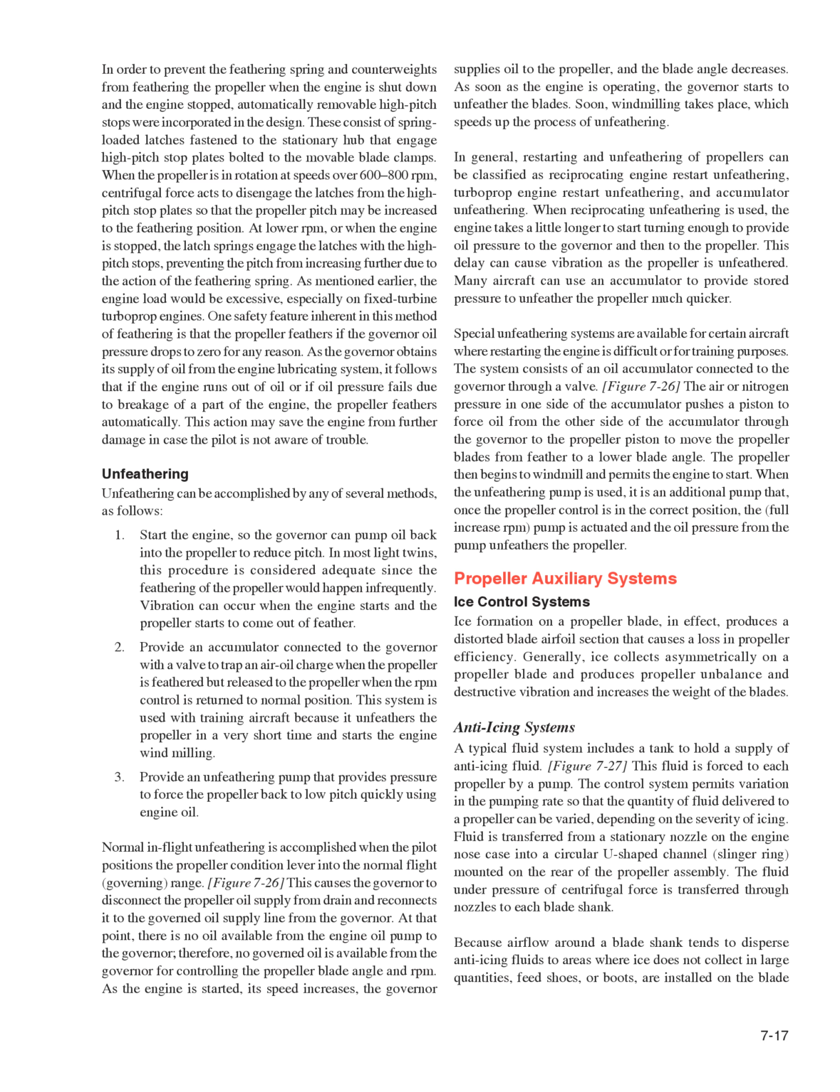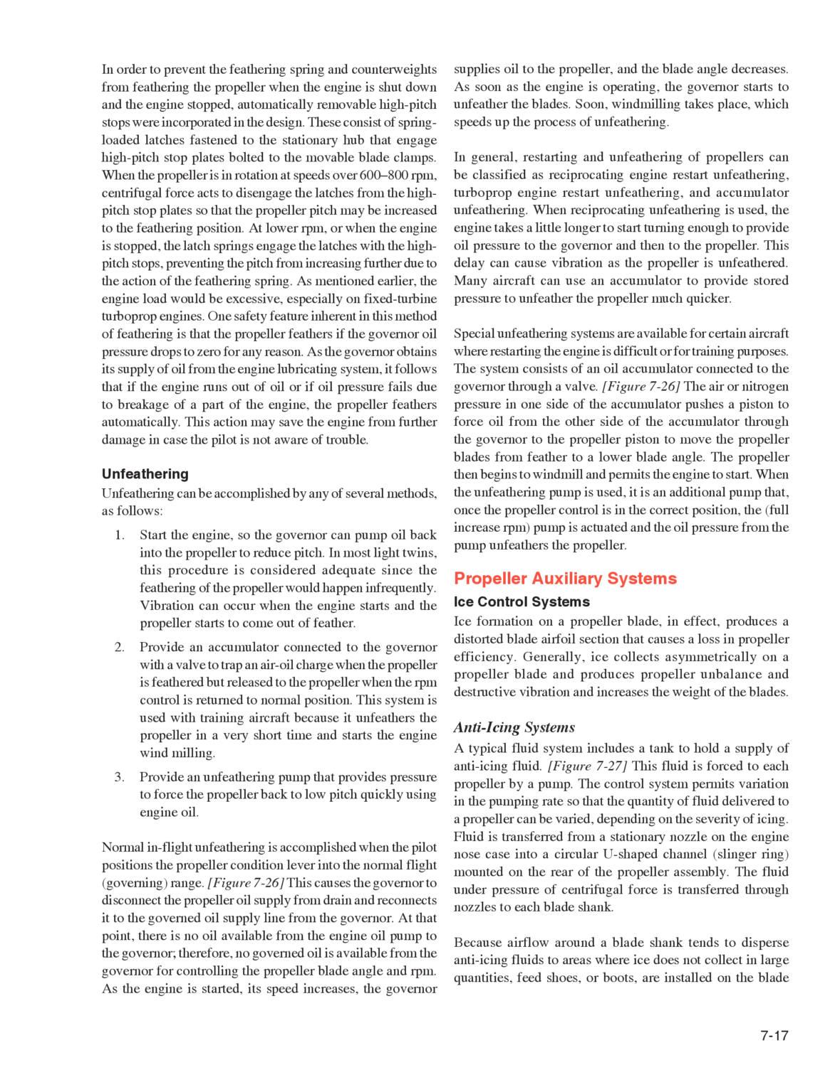Propeller auxiliary systems: ice control systems. Ice formation on a propeller blade, in effect, produces a distorted blade airfoil section that causes a loss in propeller efficiency. Generally, ice collects asymmetrically on a propeller blade and produces propeller unbalance and destructive vibration and increases the weight of the blades.